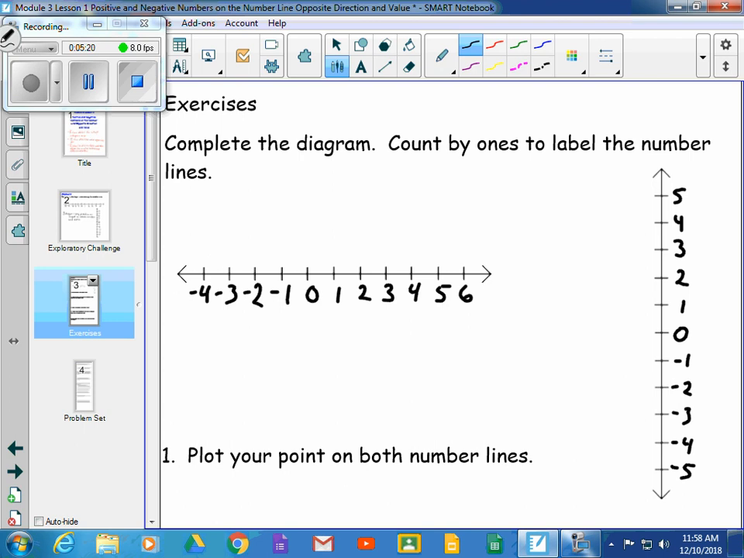Now we're going to plot the number 3 on this number line. When we plot a point, we actually put a point right where the 3 is at. On a horizontal line, there's 3, and here's our vertical number line, there's 3. When we plot a point 3, that represents how many units it is from 0.